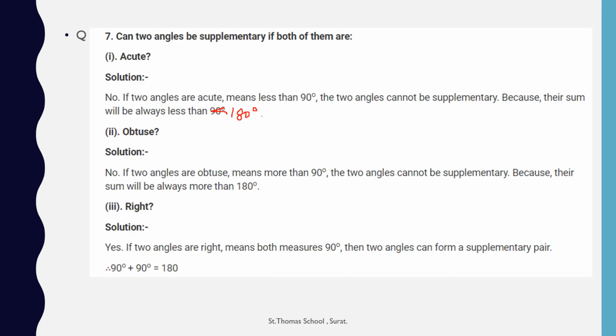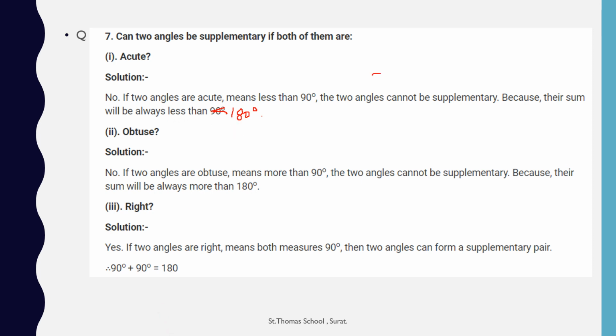Question number 7. I gave this as homework in the last class. You can check the answer whether you have written correct or not. Can two angles be supplementary if both of them are acute? Answer is no. If two angles are acute, that means less than 90 degrees, the two angles cannot be supplementary because their sum will always be less than 180 degrees.